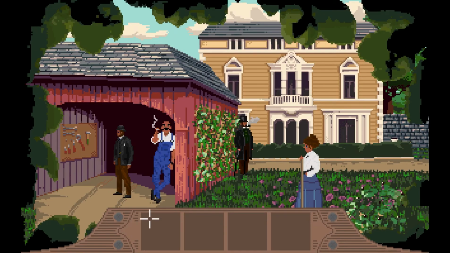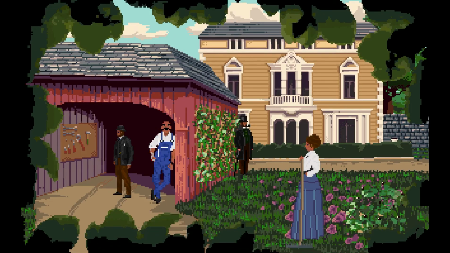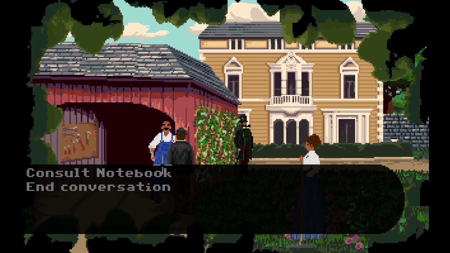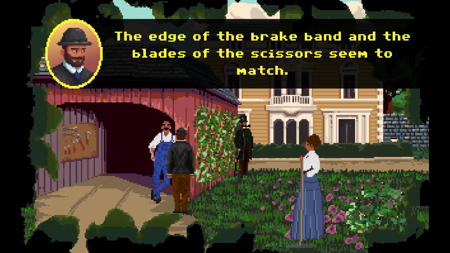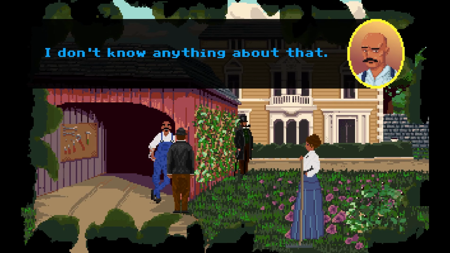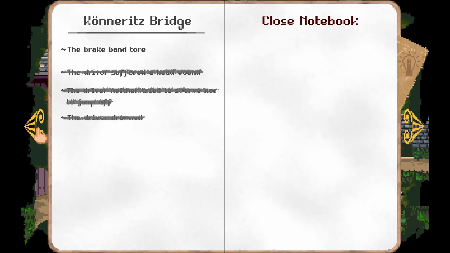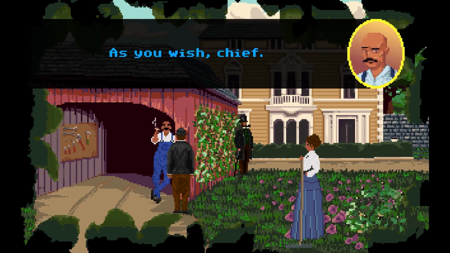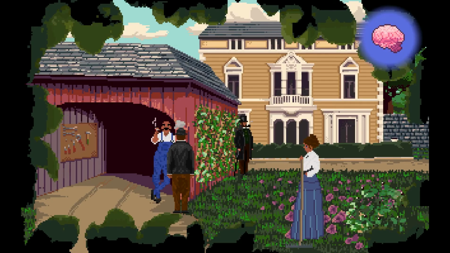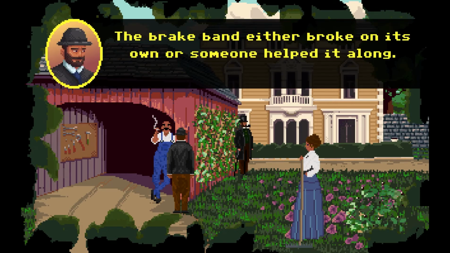Okay, I think we need to now ask. Oh shit, the scissors are gone. Let's ask him because he's the one that knows about the cars. Ich habe noch mehr Fragen. Wenn es sein muss. If we can ask him about the scissors. Die Risskante des Bremsbandes und die Klingen der Schere scheinen übereinzustimmen. Darüber weiß ich nichts. You can't just say that. No! Oh, wait. Maybe I need to match those two things up. Für den Moment, wie Sie würden. Okay, let's see if we can match this with this. Ding! Okay. Das Bremsband ist entweder von selbst gerissen oder jemand hat nachgeholfen.